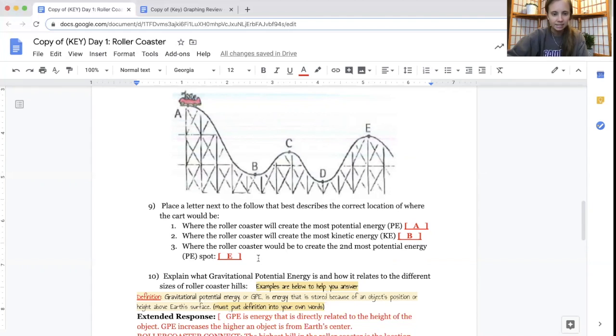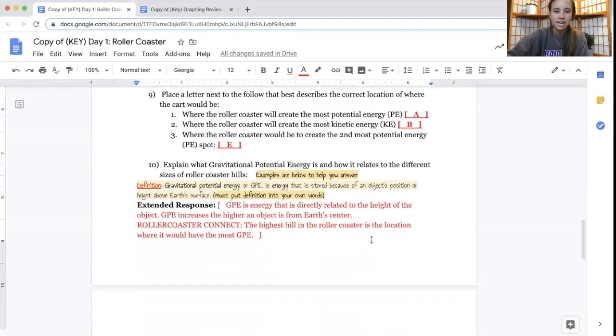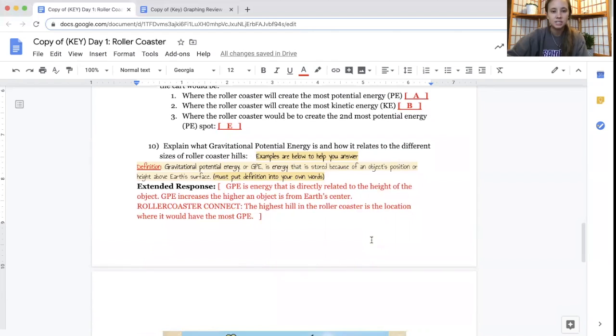And then number 3, where the roller coaster would be able to create the second most potential energy. That's going to be the second highest hill, which is going to be E. E is the second highest hill, so that is the second most potential energy. Okay, and then this last question says, explain what gravitational potential energy is and how it relates to the different sizes of roller coaster hills.